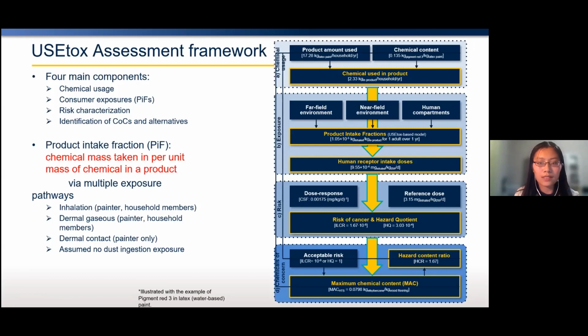The PIF is estimated using models, and then it's combined with the chemical usage to obtain the daily exposure dose, which is in milligram per kilogram body weight per day. And then this dose is combined with toxicity data to characterize the risk. And finally, we will calculate a maximum chemical content in paints and the hazard content ratio. And we use these metrics to identify chemicals of concern and alternatives.